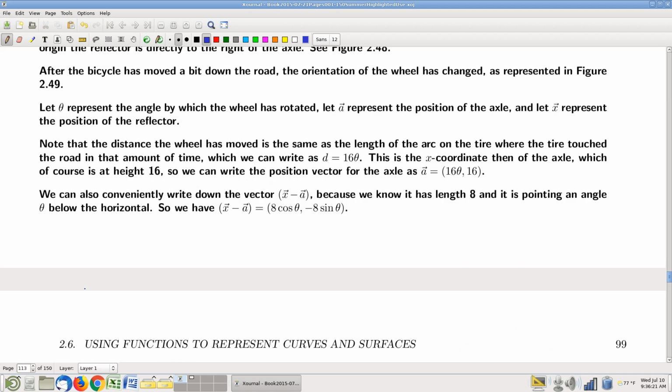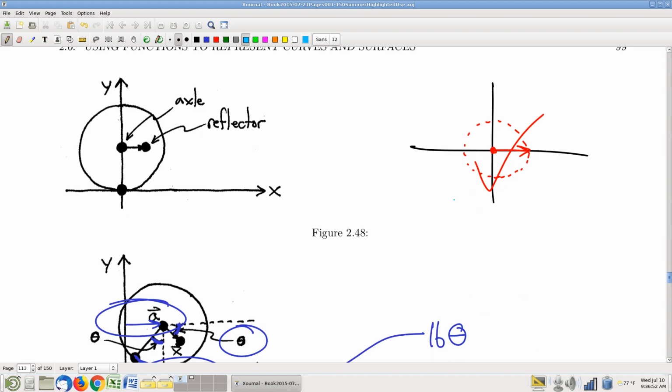And so the position of the axle, again, is real easy to write down. The y-coordinate of the axle is always 16. After all, the radius of the wheel is 16. The x-coordinate of the axle, we just saw, is 16 theta. That's the wrong color, isn't it? We are halfway done. There's the position of the axle. Everybody good? How we doing? Everybody happy?